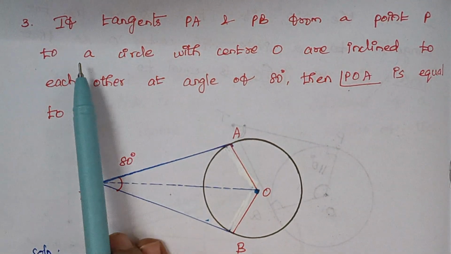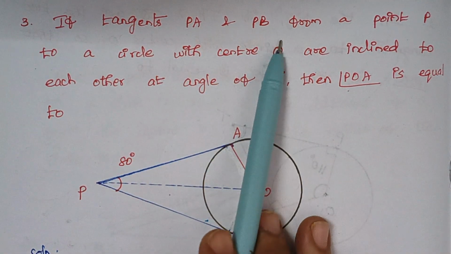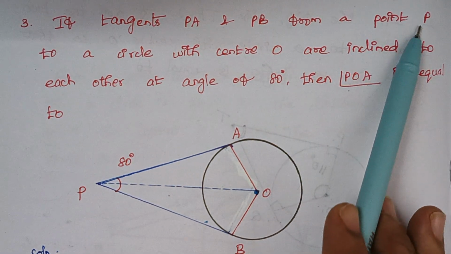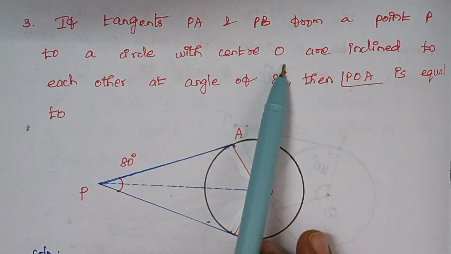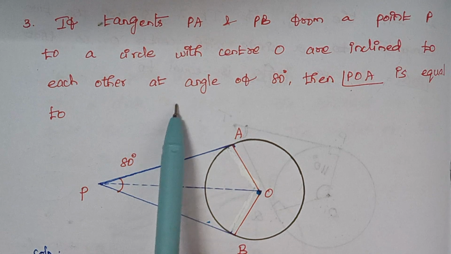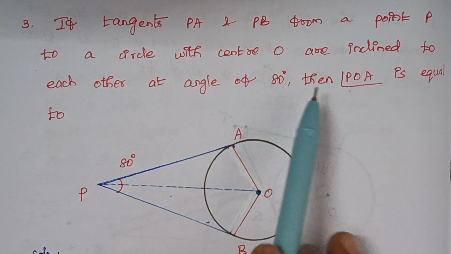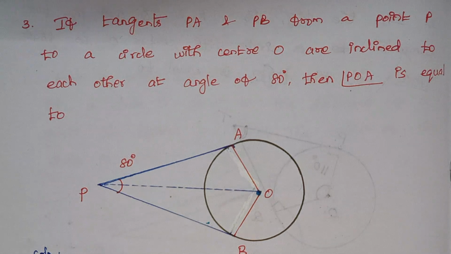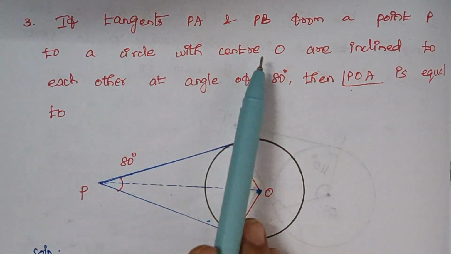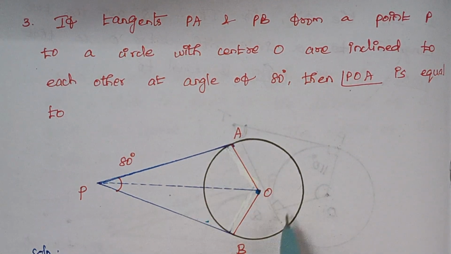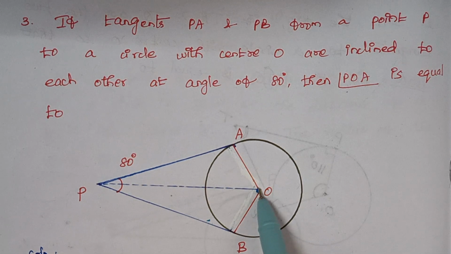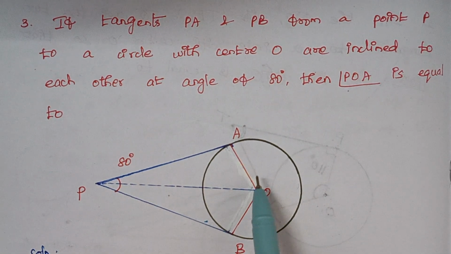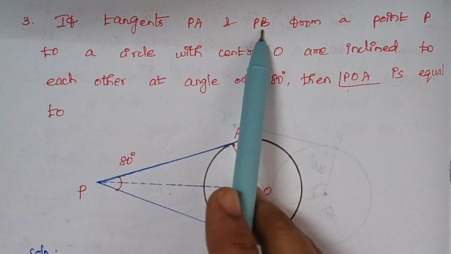So the third problem is, if tangents PA and PB from a point P to a circle with center O are inclined to each other at an angle of 80 degrees, then angle POA is equal to. Here you see, there is a circle with center O. So just draw a circle with the center O, and we have two tangents, one is PA and another one is PB.